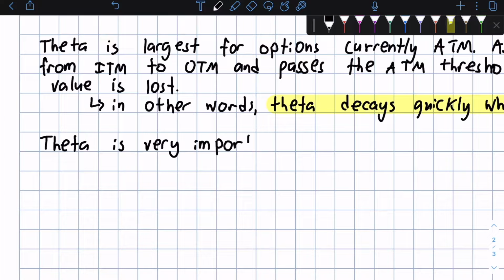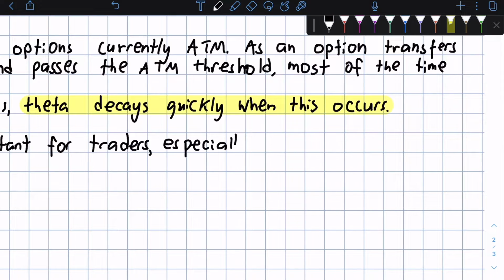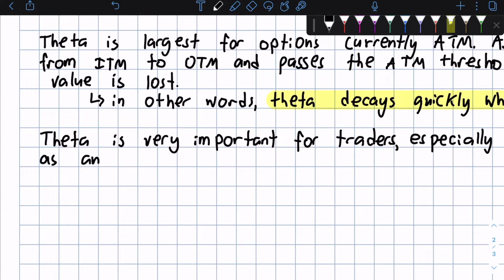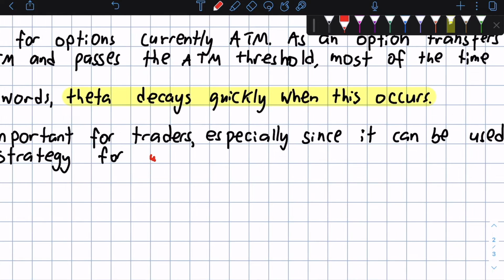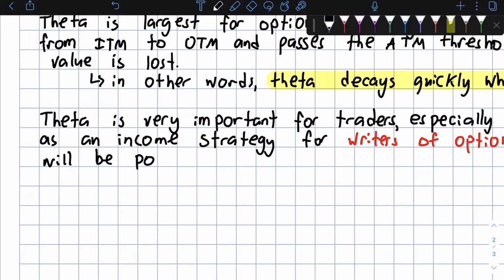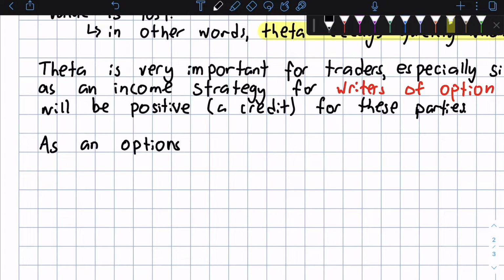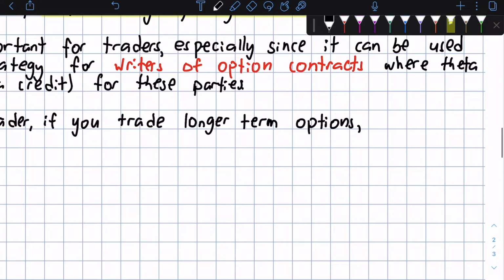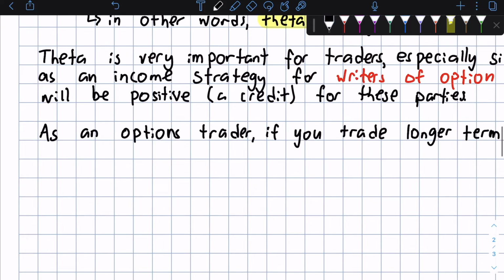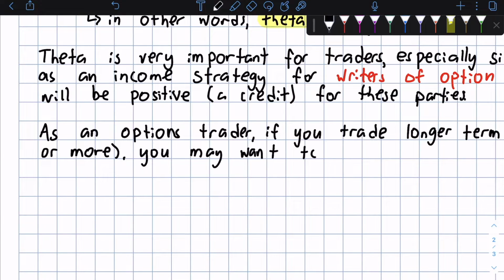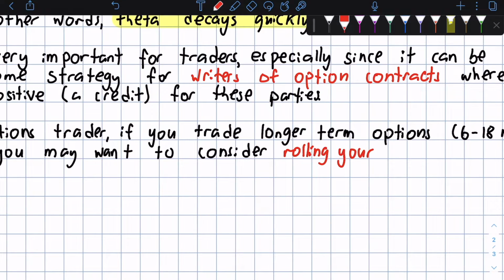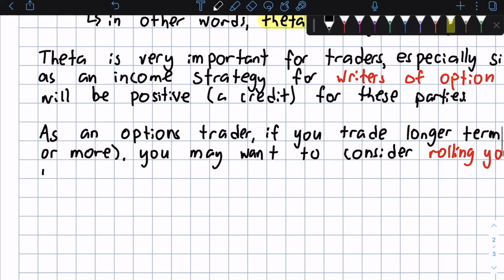It's also very important for traders, this concept, especially since it can be used as an income strategy for individuals that write option contracts or sell them. So theta in this case will be positive, or a credit to those parties who do this. So as an options trader, if you trade longer term options between 6 to 18 months or longer, you actually might want to consider rolling your position, and I'll get into this in a moment, when it is approximately 30 days to expiration.